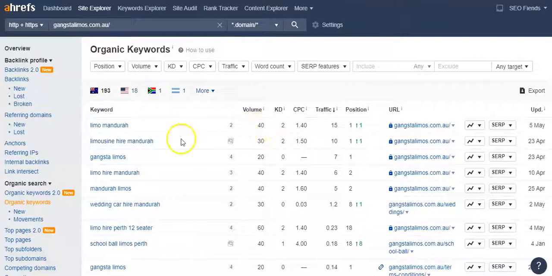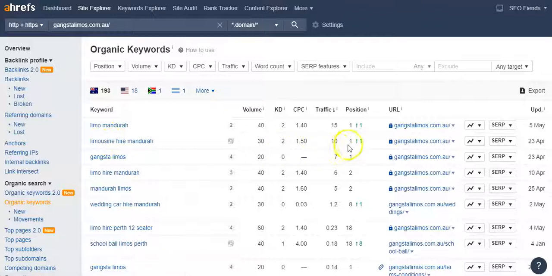But as it is, Limo Mandurah has 40 searches per month. It has a 2 KD. It brings you in 15 inquiries every month. Not saying that you'd get 15 jobs, but that phone might ring 15 times. And you are in position 1. Okay, so if someone wrote in Limo Mandurah, theoretically you should be on top of the page.